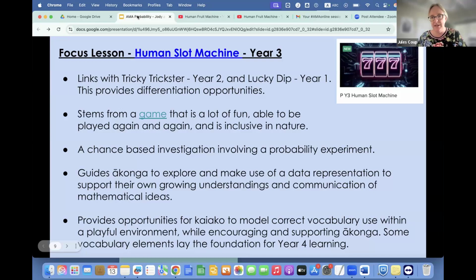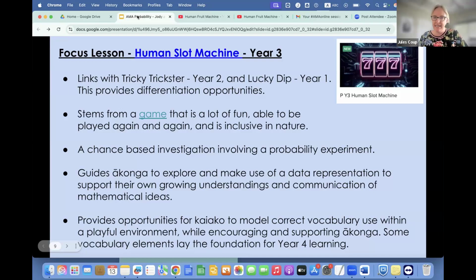It makes use of a probability tree as a data representation, and then it involves playing the game 20 times, collecting data and having a look at what's happened in that data. Throughout it, it provides opportunities for kaiako to model the correct vocabulary. It talks about the word outcome, chance, and probability experiments, and what the probability is of either a match or a non-match. And that's kind of key to the idea.